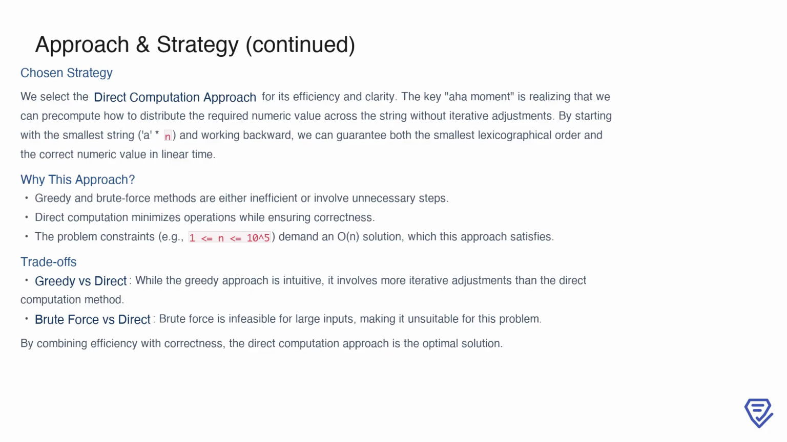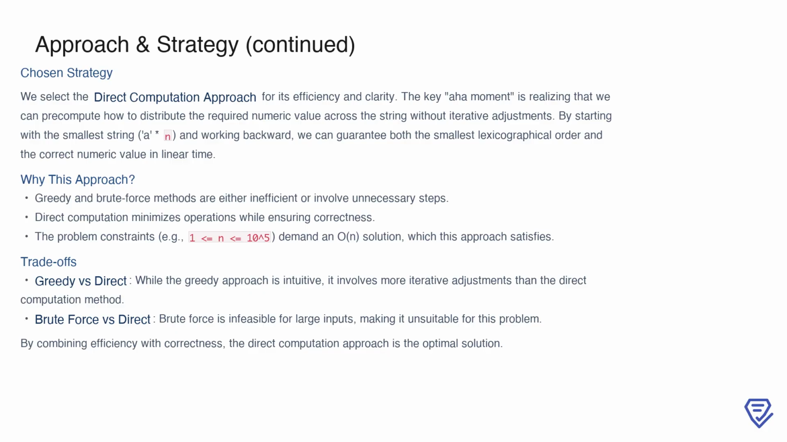Finally, the chosen strategy is the direct computation approach, due to its efficiency and clarity. The key insight here is that we can pre-compute how to distribute the required numeric value across the string without resorting to iterative adjustments. By starting with the smallest lexicographical string, which is all a's, and working backward, we ensure both the smallest lexicographical order and the correct numeric value in linear time.